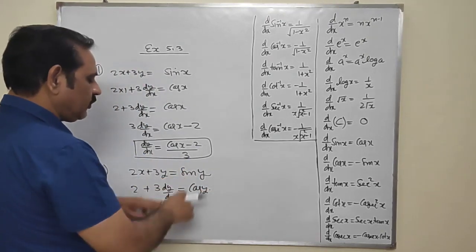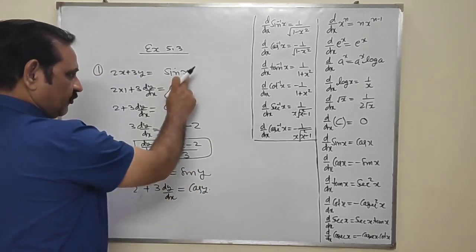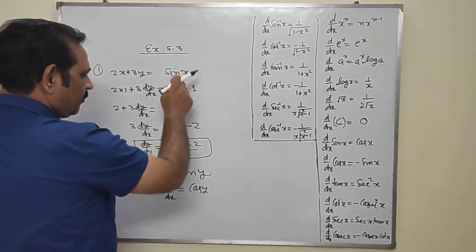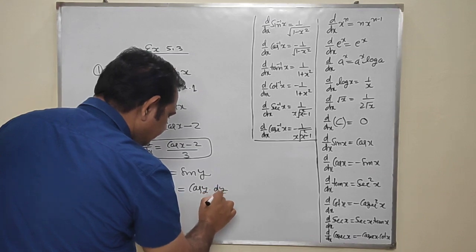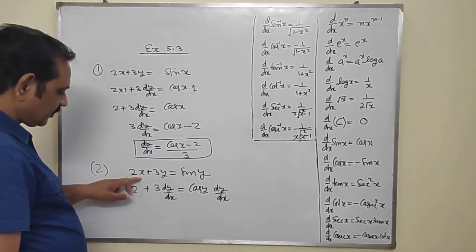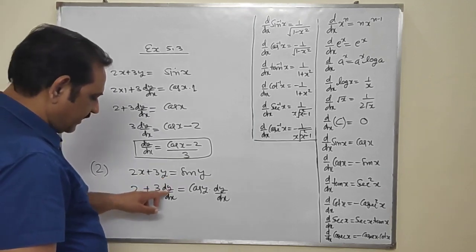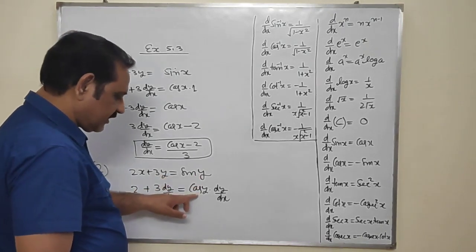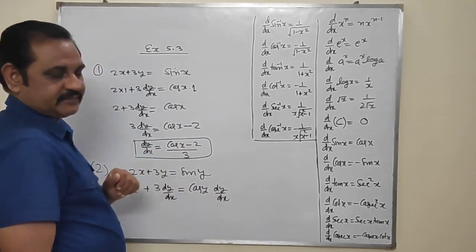Now by chain rule you have to do the differentiation of y also, because differentiation of x is 1, so no need to write 1 here. But differentiation of y is dy by dx. Listen once again. Differentiation of 2x is 2, differentiation of 3y is 3 dy by dx is equal to differentiation of sin y, which is cos y, and differentiation of y is dy by dx.